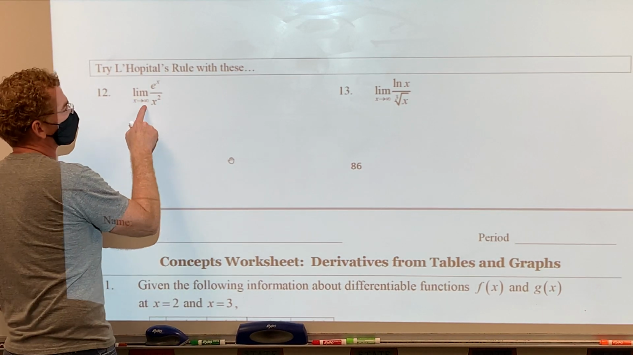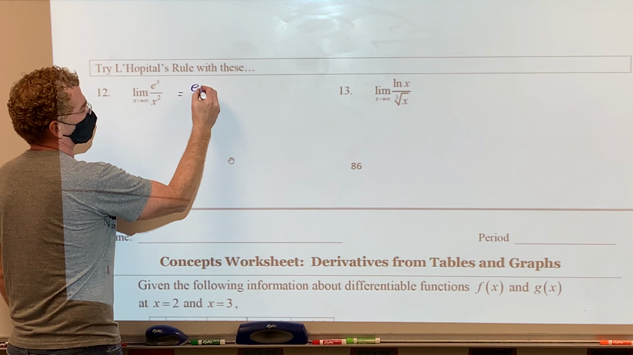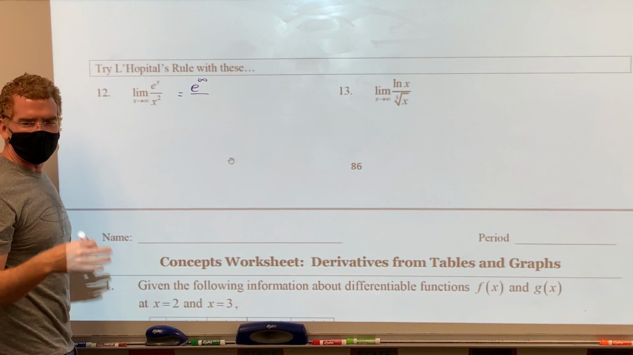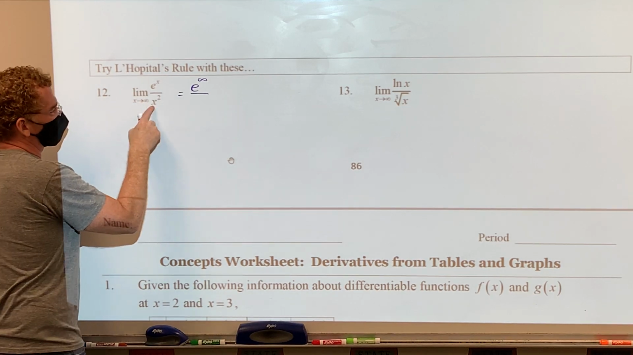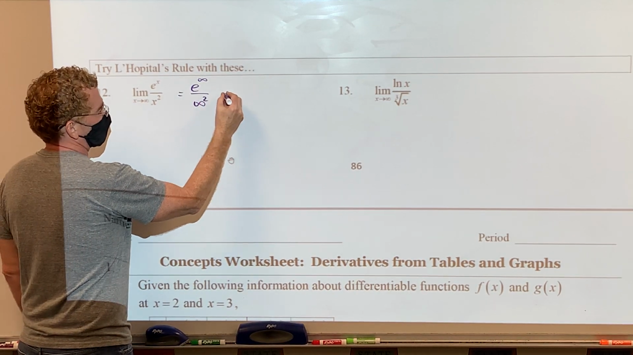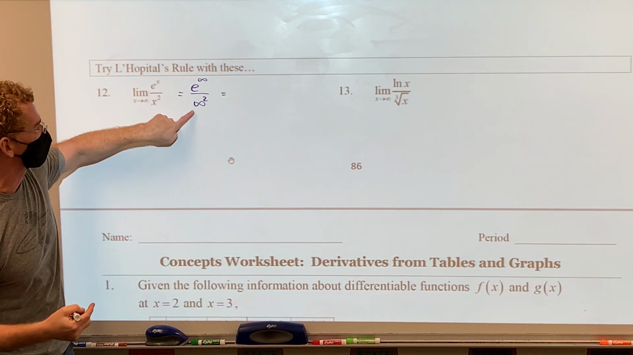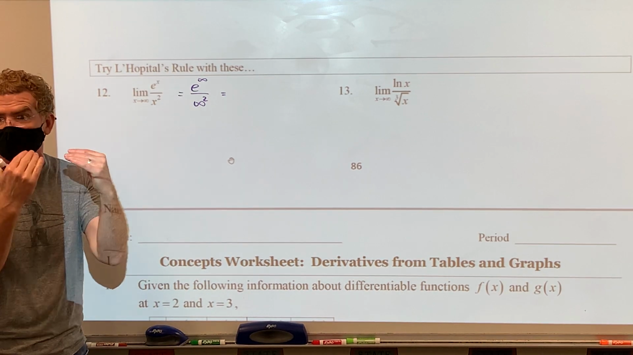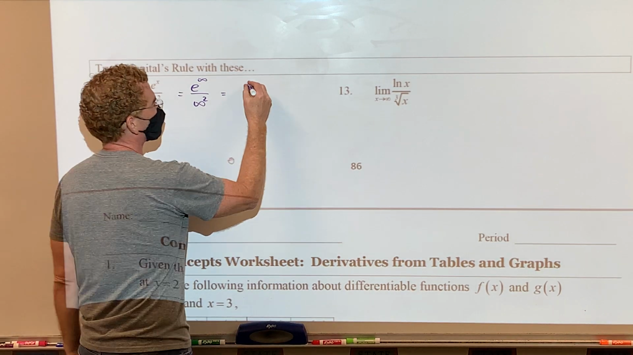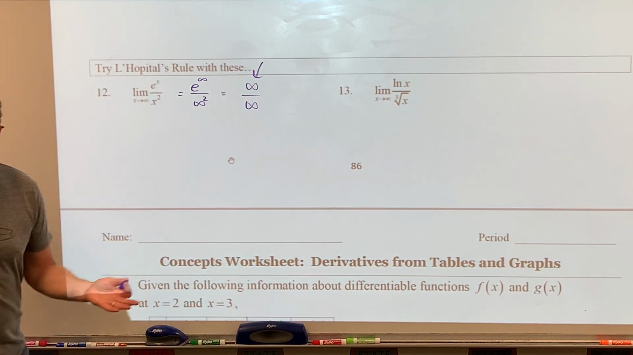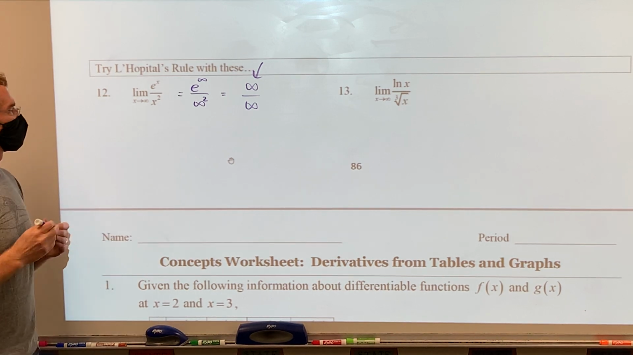So right here, if I were to plug an infinity in, I get e to the infinity. I know you can't really plug an infinity in, but we're going to think about it. And in the bottom, I get an infinity squared. But isn't it pretty clear that a 2.7-ish to the infinity over an infinity squared is still infinity over infinity? So I have an infinity over an infinity, and this is another indeterminate form that allows me to use L'Hopital's rule.